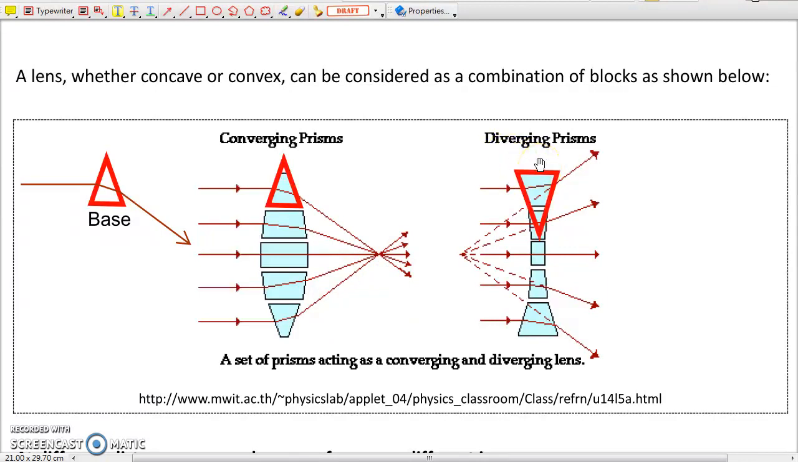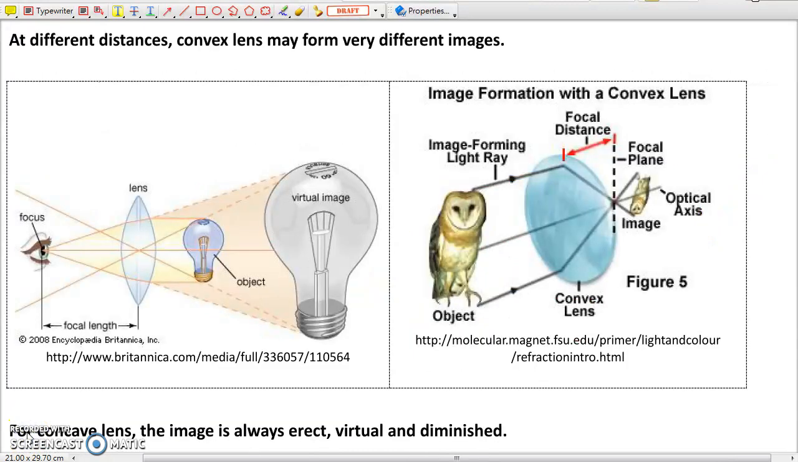Again, let's look at this corner. There is an inverted prism, and when the light ray is refracted, of course it will be refracted towards the base again. And so the light ray on the other side is similarly refracted, and so the two refracted light rays, or even all of the refracted light rays, will appear to come from a single point, which we call the focus. Among the two, convex lenses form more complicated images.